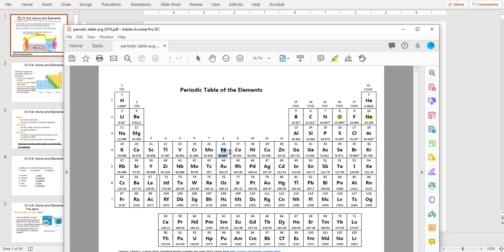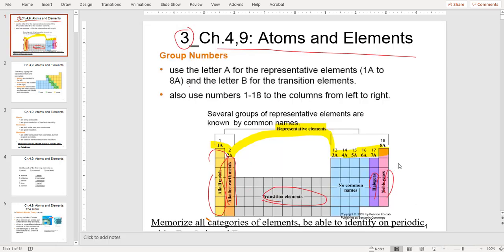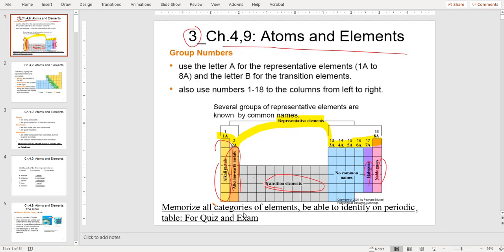And then iron is considered a transition element, also known as transition metal. So be sure to identify the common group names based on the location. You'll notice at the very bottom that I'm highlighting, those are called inner transition metals. We don't focus on those for this introductory class, so it's not even in this slide that you need to study. So memorize all categories of elements, be able to identify on a periodic table.